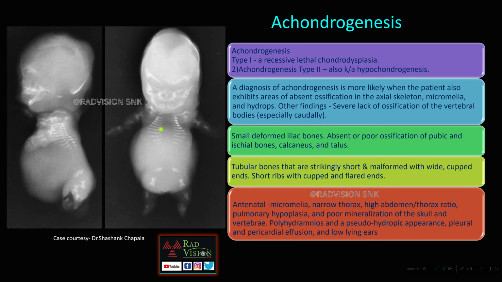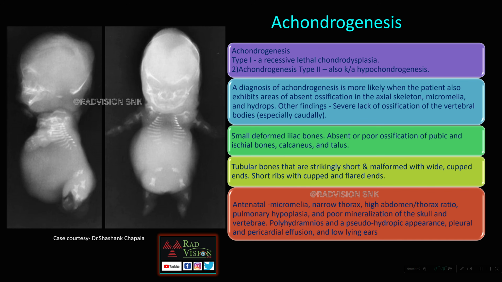So here you can see there is a large head, a large protuberant abdomen, narrow thorax, and short upper and lower limbs. There is also deformed metaphysis, that is cupped metaphysis, short ribs, and complete absence of the ossification of the vertebral bodies, and absence of ossification of the pelvic bones. This was a classical case of achondrogenesis, and there is no air in the lungs. So this was a case of stillbirth.